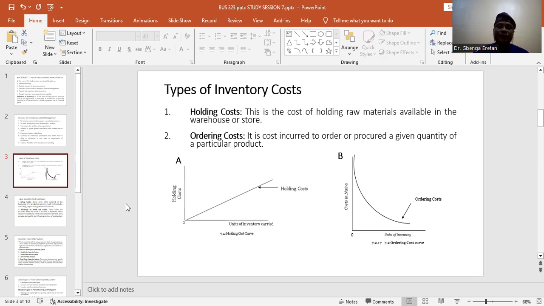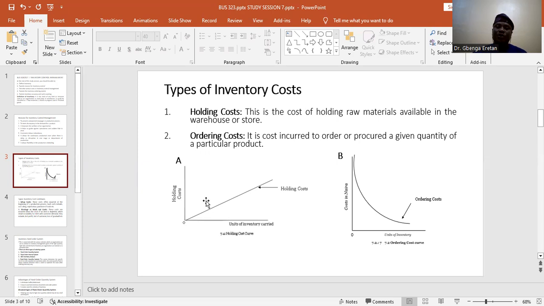And you have to take note, the more materials that are kept in the warehouse, the higher the holding cost. And that is why in diagram A at this point the vertical axis is represented by holding cost, while the horizontal axis is represented by the stock of raw materials in the warehouse. So the higher the number of stocks in the warehouse, the higher the holding cost. And the lower the materials in the warehouse, the lower the holding cost.